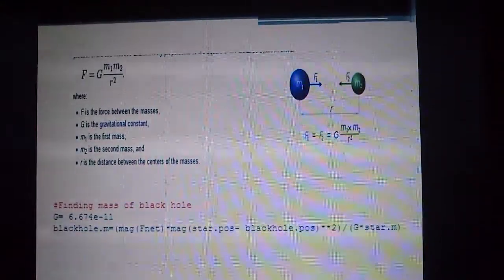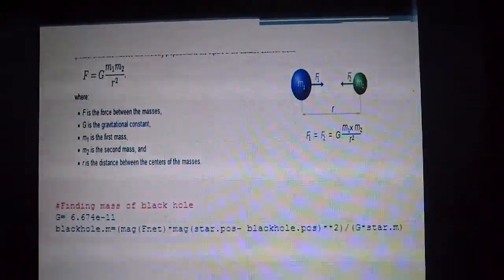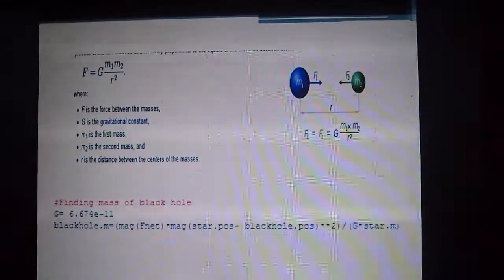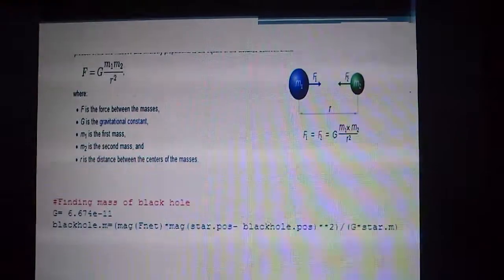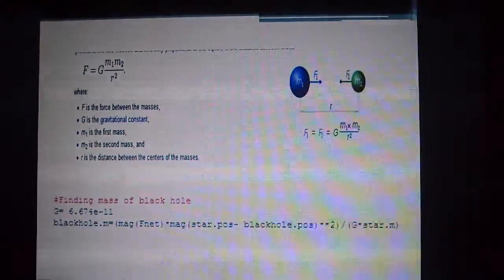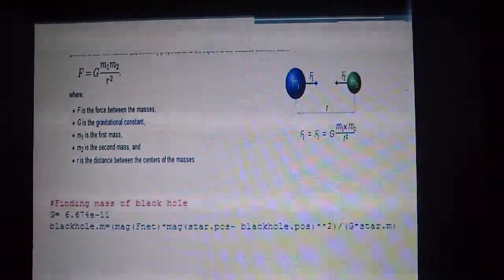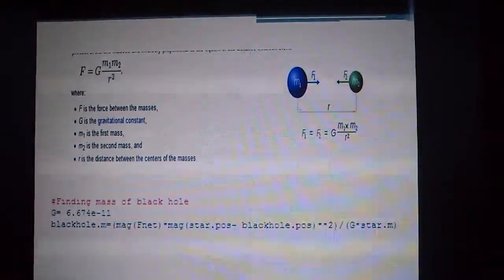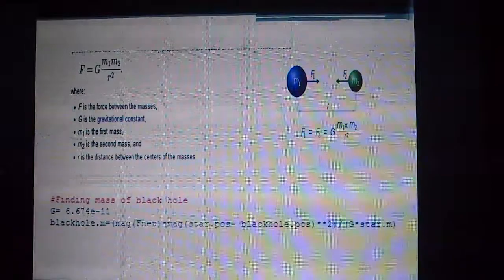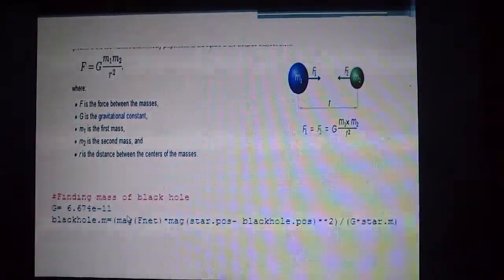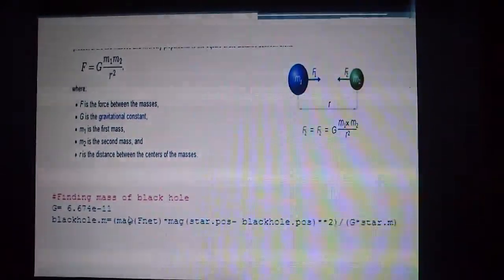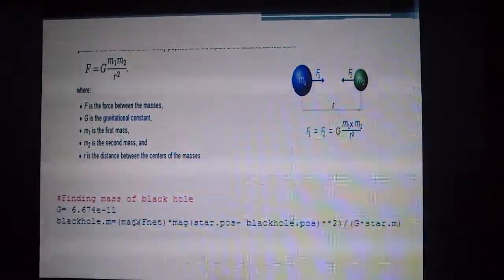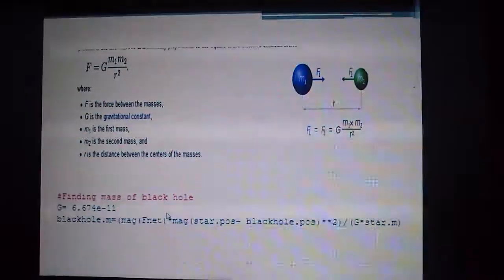We obtain the result of the black hole mass from this part of the Python program, which is Newton's law of universal gravitation. So I obtain the value of the black hole mass as 1.98895 × 10^31 kilograms. Here we have the code to obtain the black hole's mass, which is Newton's law of universal gravitation.